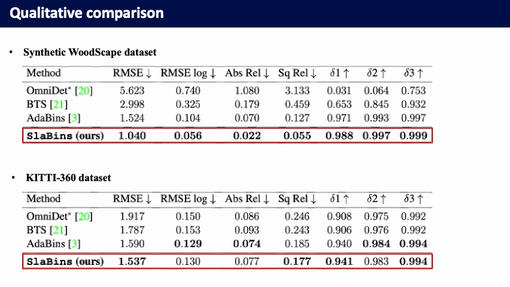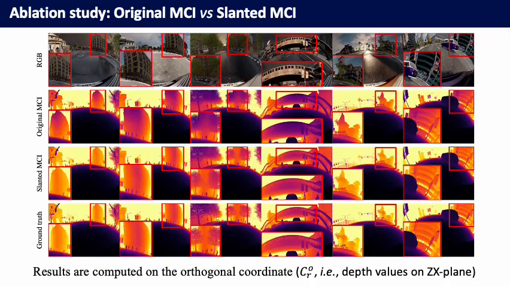In Syn WoodScape, our method outperforms previous methods by a huge gap. However, the performance in the KITTI-360 dataset is only slightly better than SlaBins, which uses multi-spherical image representation.